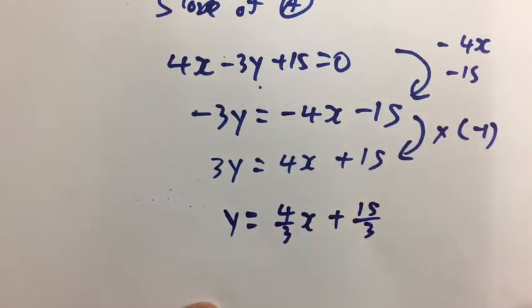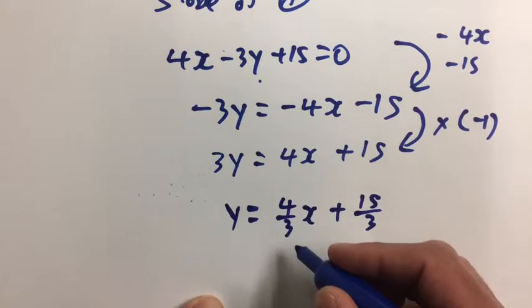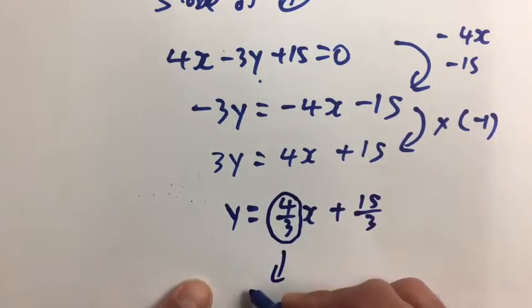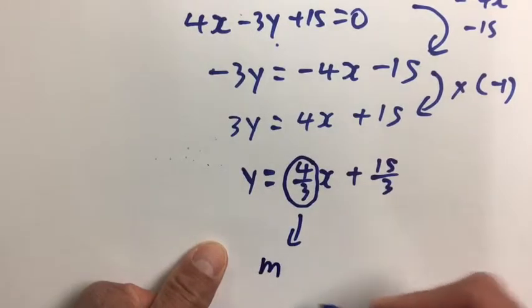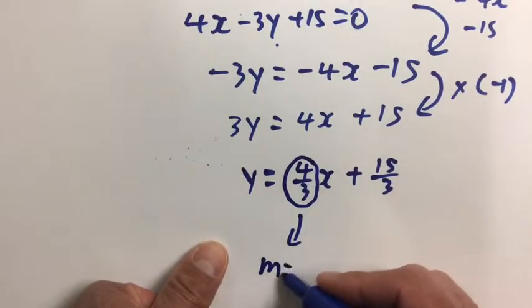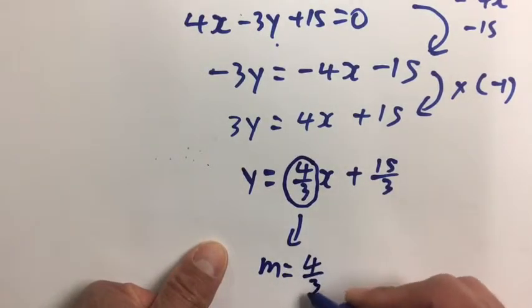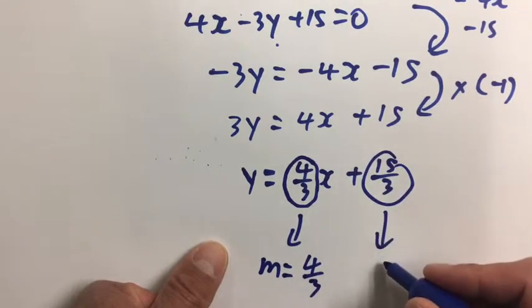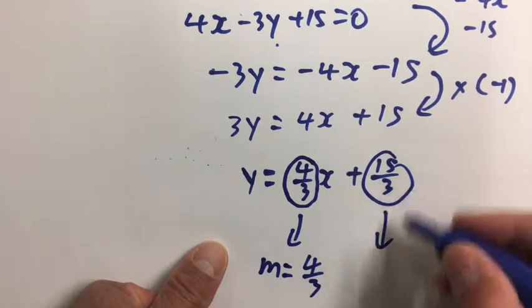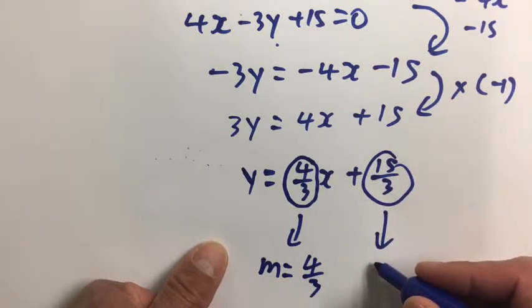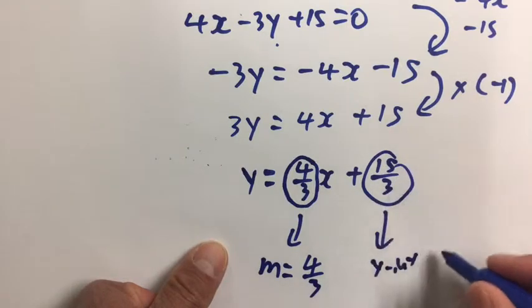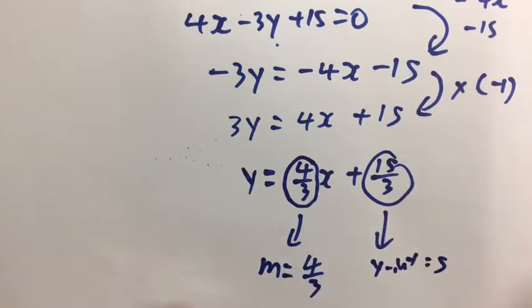Now that I have y by itself, I can just read my information off. Remember, whatever's multiplied by x is the slope, and we always use letter m for slope. My slope is 4 over 3. And my y-intercept, which we're not using in this question, but we've got it there anyway, is 15 divided by 3, which is 5.